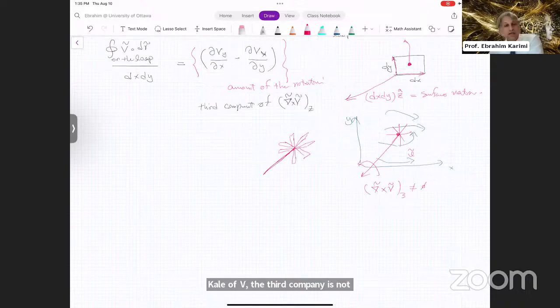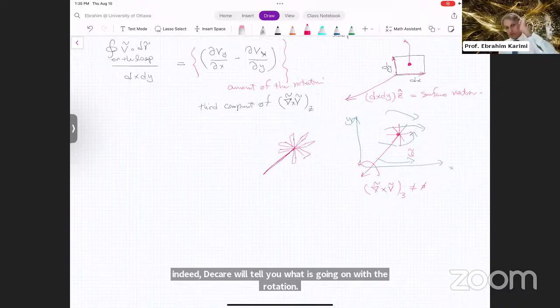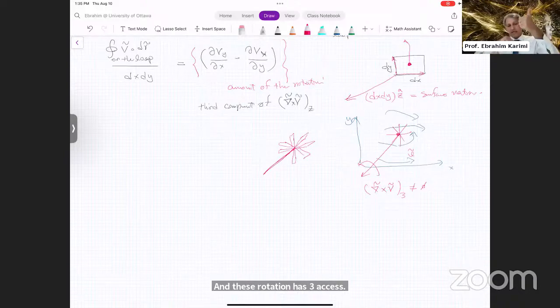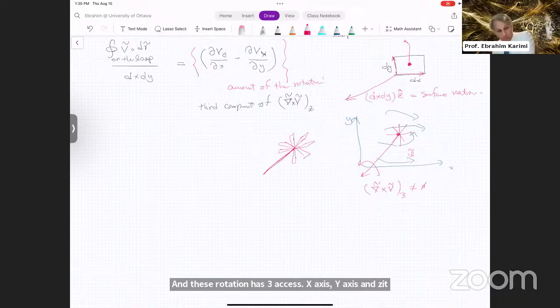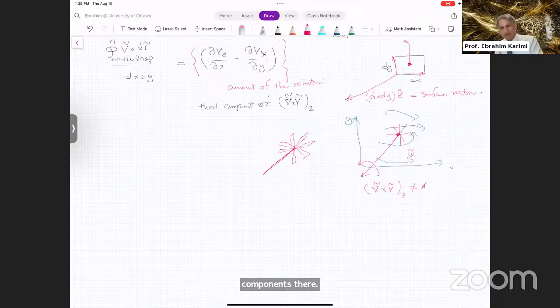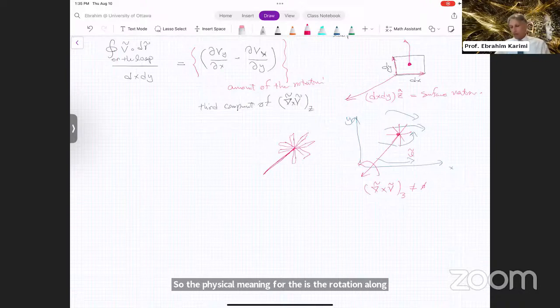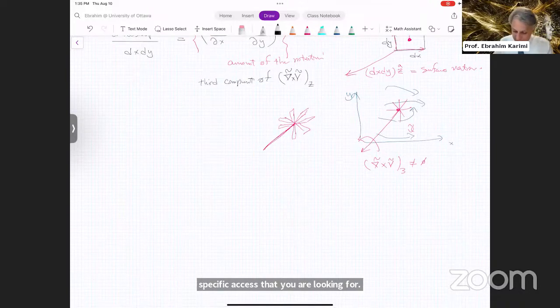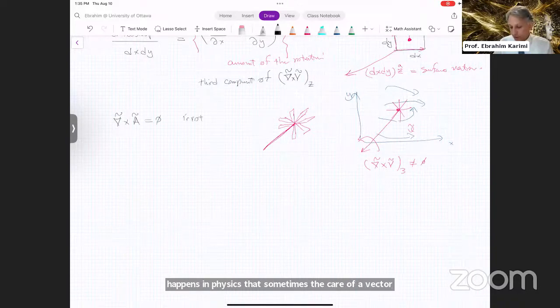So indeed, the curl will tell you what is going on with the rotation. And this rotation has 3 axes: x-axis, y-axis, and z-axis. That's the reason that you have 3 components there. So the physical meaning of the curl is the rotation along the specific axis that you are looking for. It happens in physics that sometimes the curl of a vector A is equal to 0. We call it irrotational.